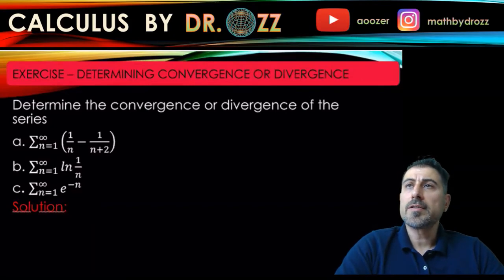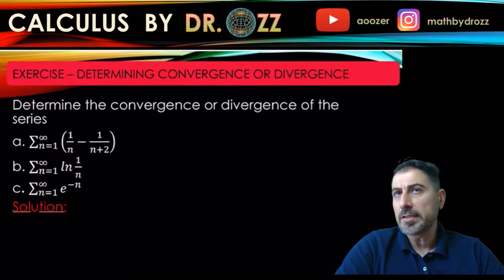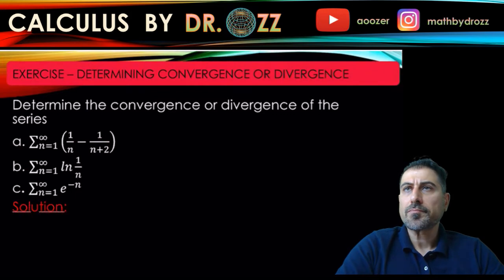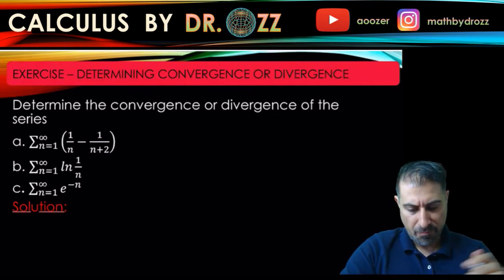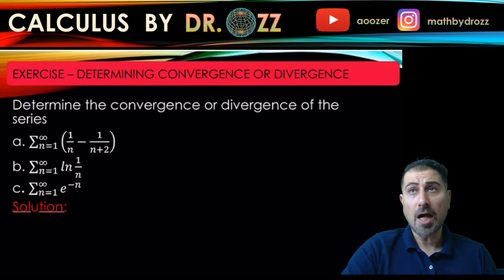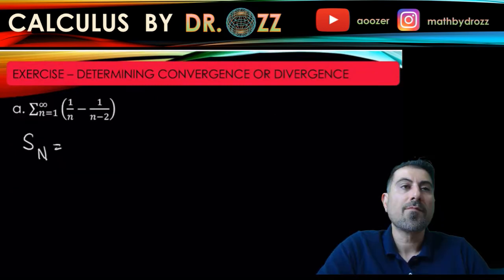Right, let's start with the first infinite series, and that is 1 over n minus 1 over n plus 2. This looks to be like a telescoping series, but we have to write the terms in the partial sum carefully. So let's start. All right, here we go.